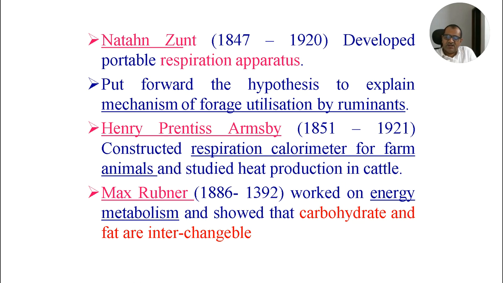And Max Rubner, in the year 1886 to 1932, worked on energy metabolism and showed that carbohydrate and fat are interchangeable. Means, if an animal consumes carbohydrate, it can produce protein, carbohydrate and fat. So, suppose the carbohydrate is consumed more, it will be converted into fat, and vice versa. Fat can also be converted into carbohydrate whenever there is a scarcity season.